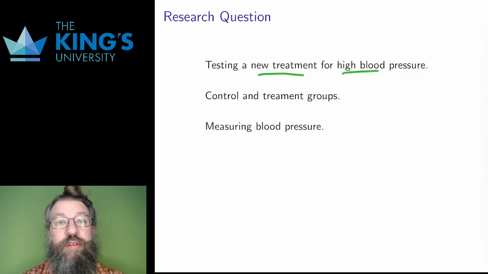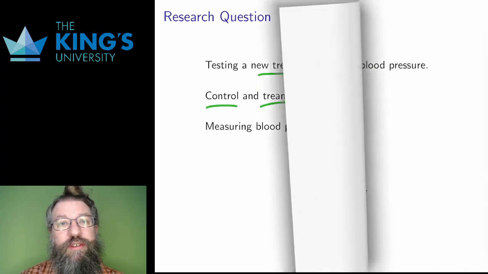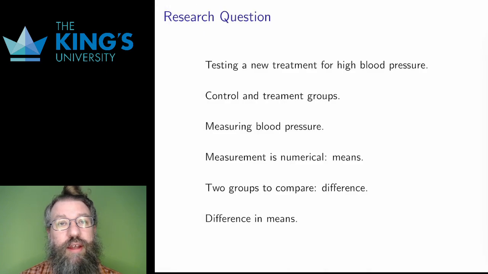Here, the researchers are testing a new treatment for high blood pressure. In the usual setup for a controlled trial, there is a control group and a treatment group. For both groups, blood pressure is measured. What is the statistic here? What is the test? Well, the measurement is numerical.